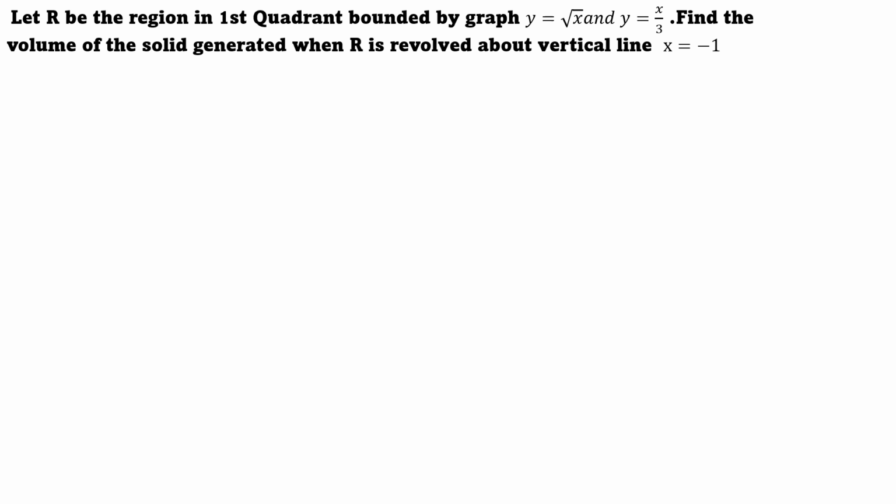Okay, in this question they are saying that let R be the region in the first quadrant bounded by the graph y equals square root x and y equals x over 3. Find the volume of the solid generated when R is revolved about the vertical line x equals negative 1. So how can we try to solve this question?